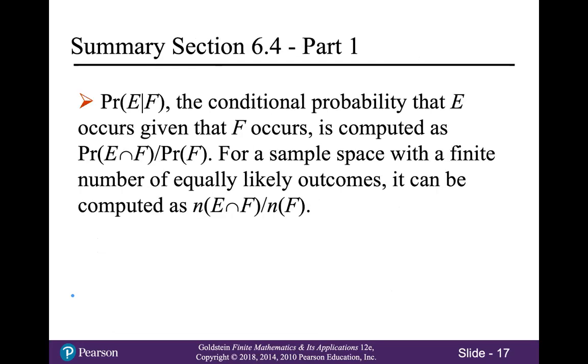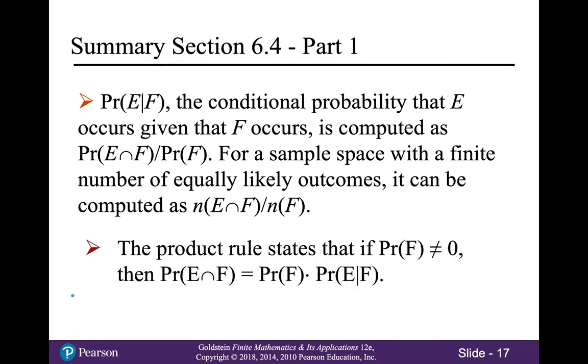All right, so that's going to do it for section 6.4. The probability of E given F is computed as the probability of E intersect F divided by the probability of F for a sample space with a finite number of equally likely outcomes. It can be computed as the number of outcomes in E intersect F divided by the number of outcomes in F.